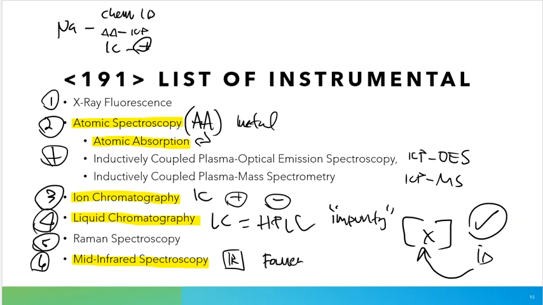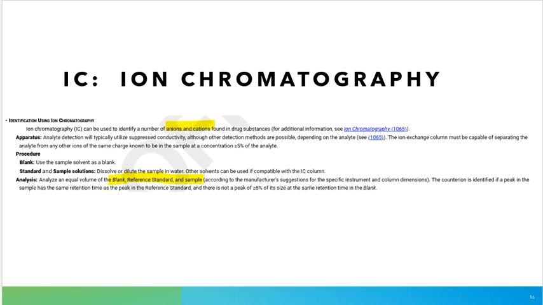As far as one of these entries for an instrument, here is ion chromatography as an example. It says identification using ion chromatography. Ion chromatography can be used to identify a number of anions and cations found in drug substances. So again, proper method. I can use this if I don't want to do chemical ID tests. Apparatus says you need an analyte detector that will typically utilize suppressed conductivity, whatever that means. That's, again, instrumentation courses. Although other detection methods are possible.